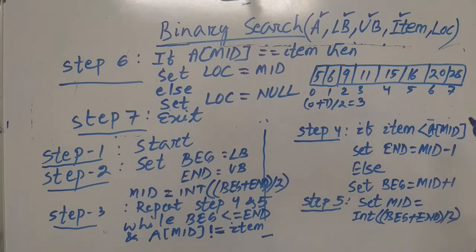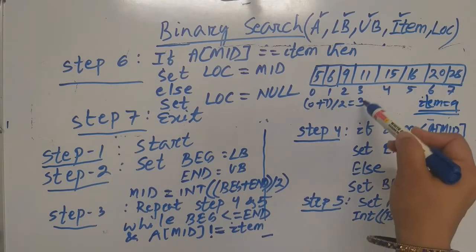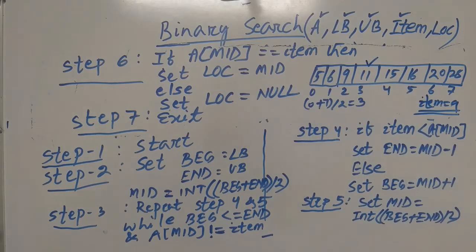If item is less than A[mid]. So here suppose we search for 9. The searched item is equal to 9. We check whether the item is less than A[mid]. Here the mid position holds 11, and the searched item is less than it. So this condition is satisfied.